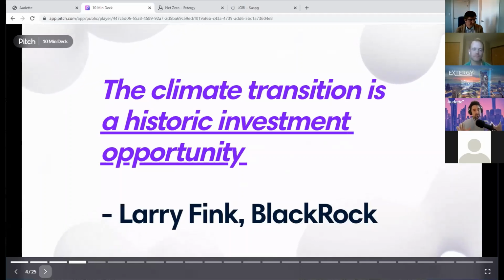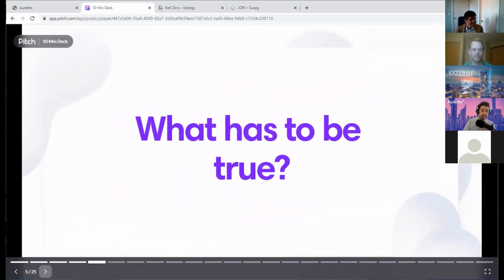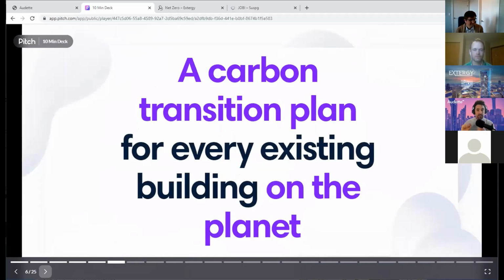So at Audit, we envisioned this future and we asked ourselves, what has to be true to make it a reality? And the answer fundamentally is that we need a carbon transition plan for every existing building on the planet. With clear plans built on real data, we can create a meaningful path to tackling logistical, political, and financial barriers. So this for us was our light bulb moment. This is actually a data exercise. This is something that we can handle.